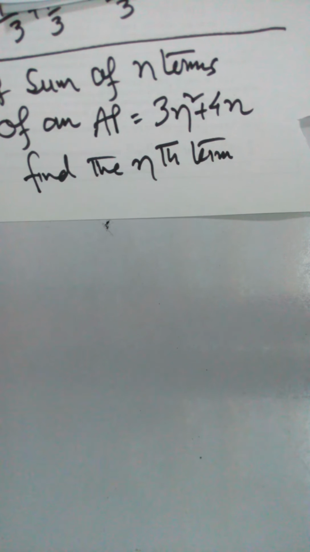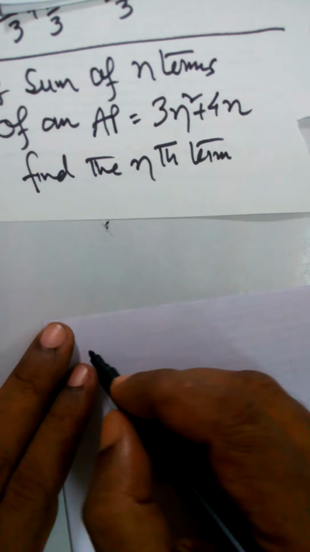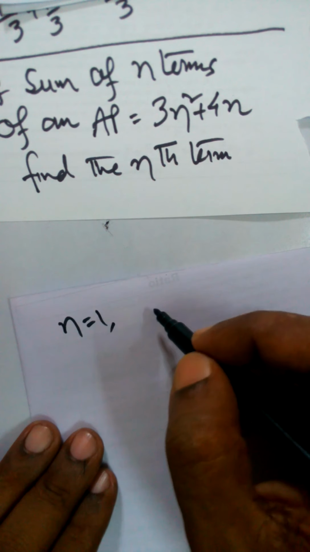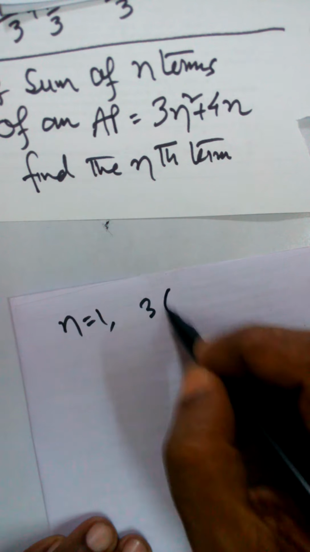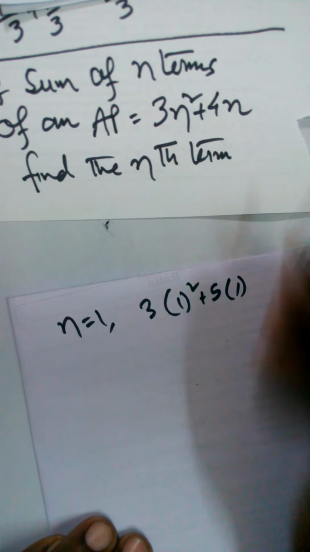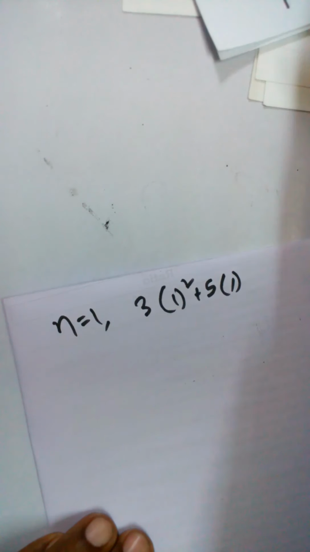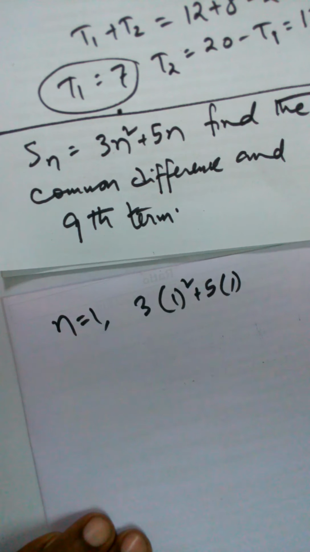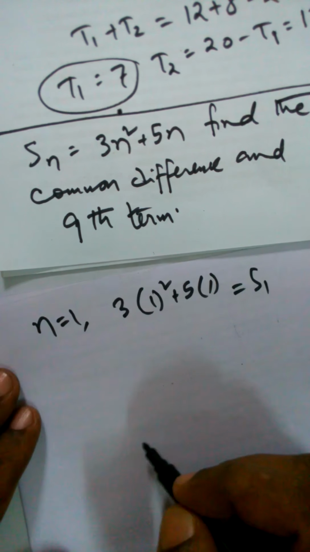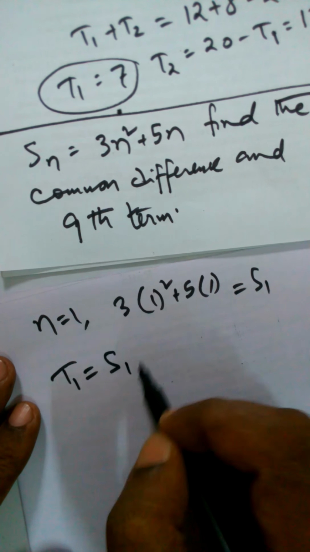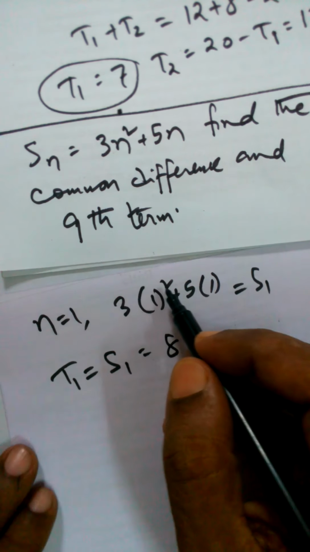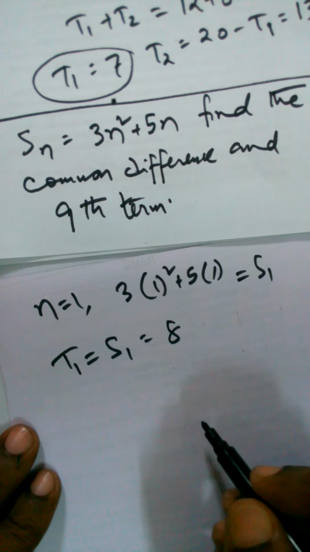So how to solve this question? I suggest you put n is equal to 1 always. When you are putting n is equal to 1, what is happening? 3 into 1 square plus 5 into 1, that is your 8. So this is the sum of one term, which is nothing but the first term itself, 8. 3 into 1 is 3, 5 into 1 is 5, 3 plus 5 is 8.